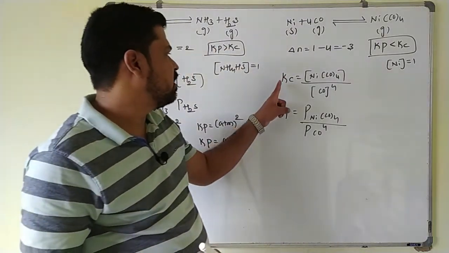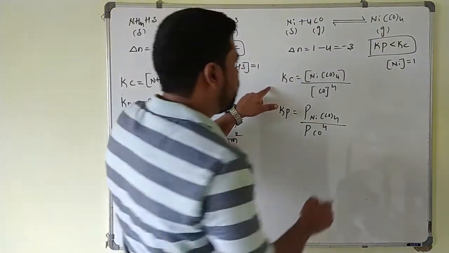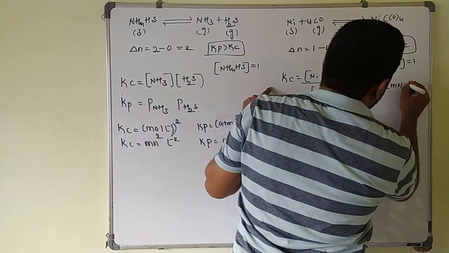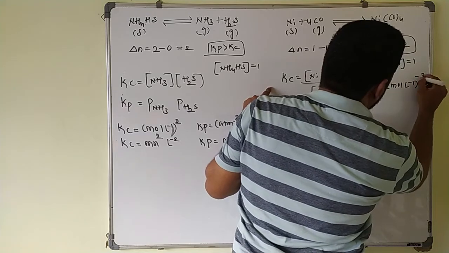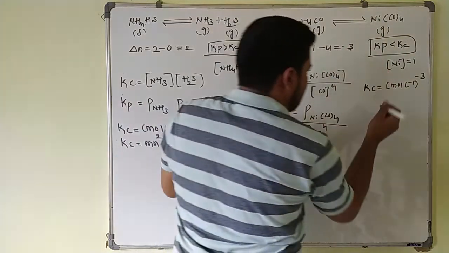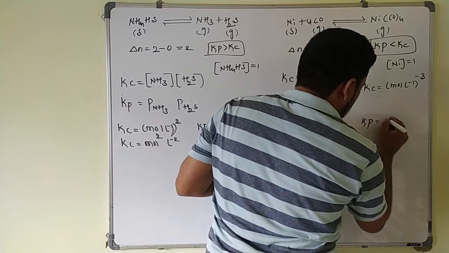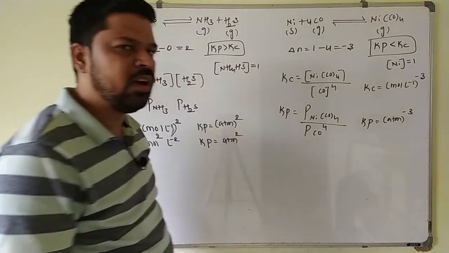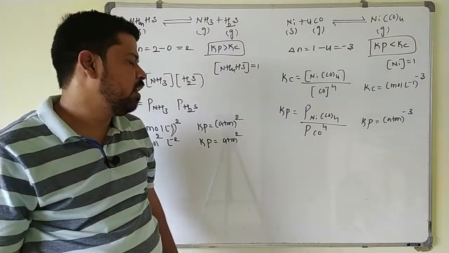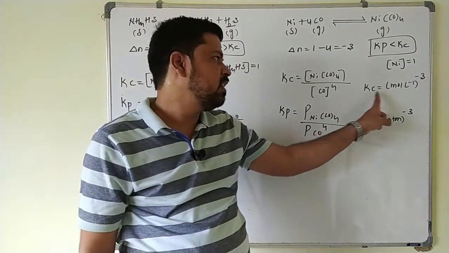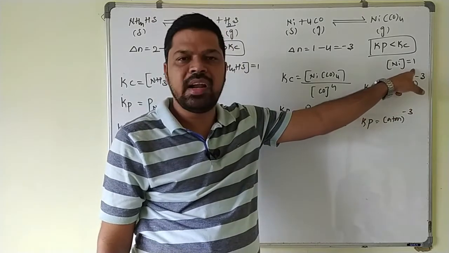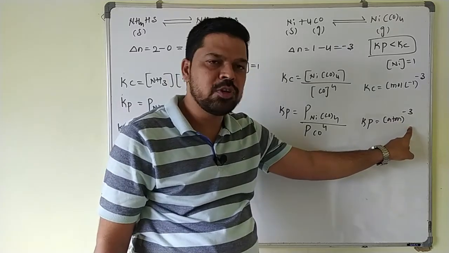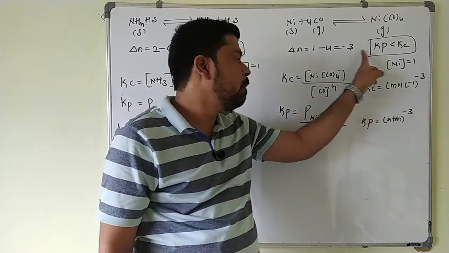Okay. So what is the unit of Kc and Kp here? Unit of Kc will be mole per liter whole power minus 3. So what is delta n value? Minus 3. So what is the Kp unit here? Kp will be unit of pressure whole power minus 3 here. So already we have written the unit of Kp and Kc in the last session. Kc will be mole per liter power delta n. What is delta n value? Minus 3. Kp will be unit of pressure, that is atmosphere power delta n. What is delta n? Minus 3 here.